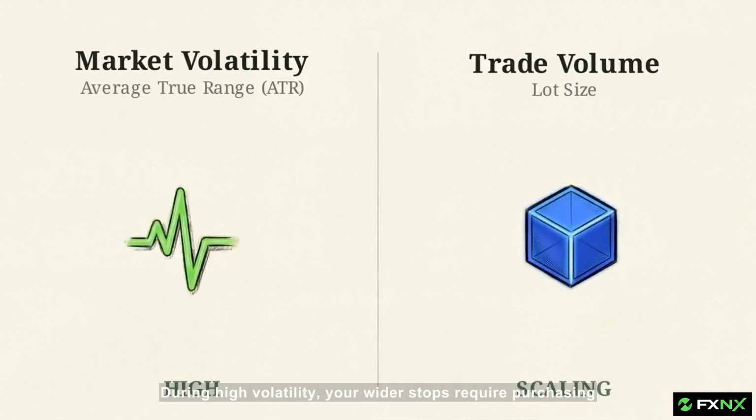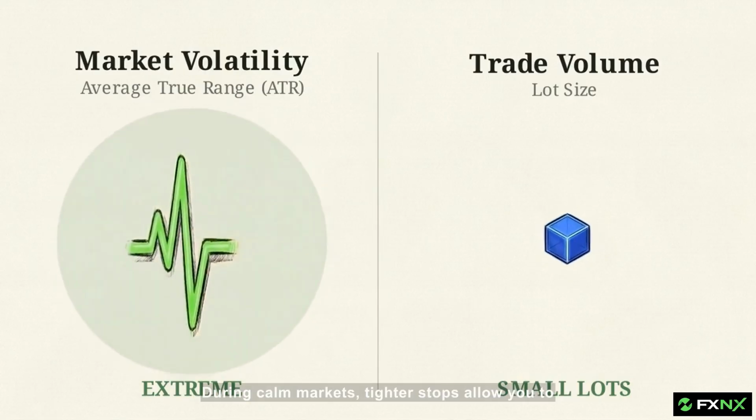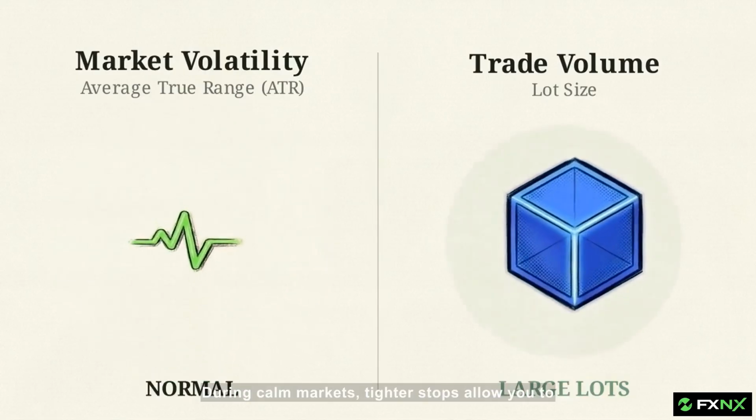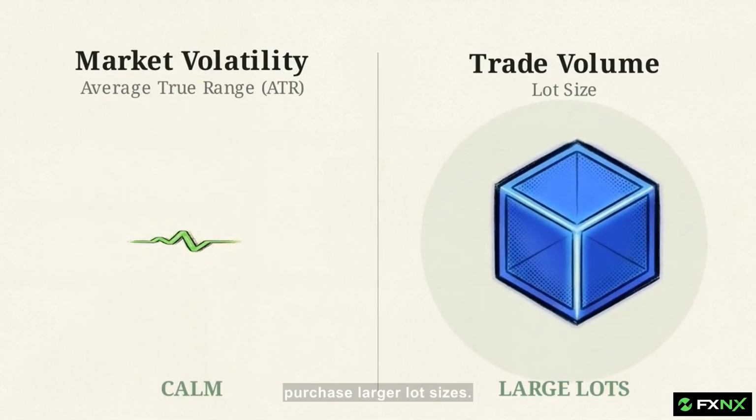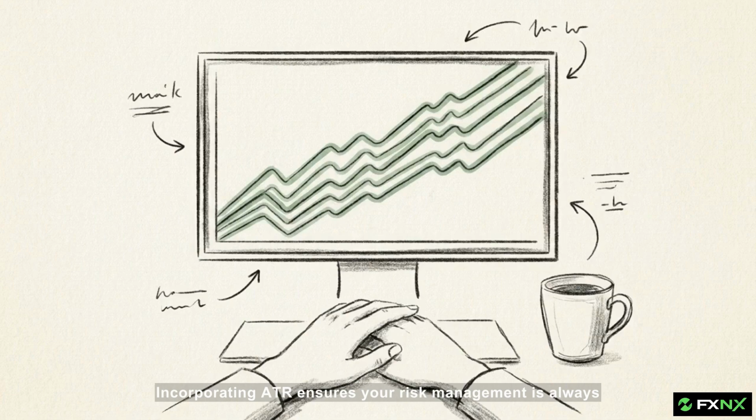During high volatility, your wider stops require purchasing smaller lot sizes. During calm markets, tighter stops allow you to purchase larger lot sizes. Through this exact inverse relationship, the total capital you risk remains locked at exactly 1% on every single trade, regardless of market chaos. Incorporating ATR ensures your risk management is always calibrated to the current environment.